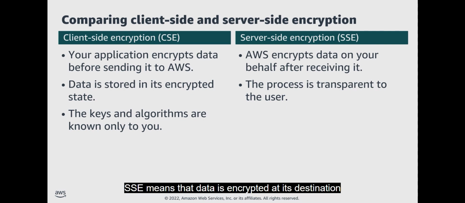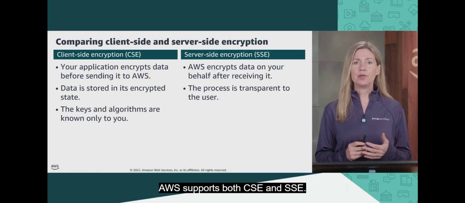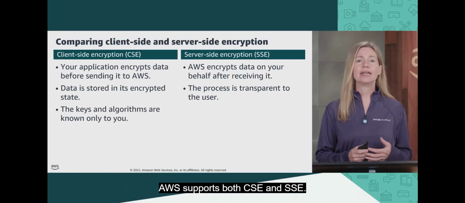SSE means the data is encrypted at its destination by the application or service that receives it. The encryption process is transparent to the user. AWS supports both CSE and SSE.